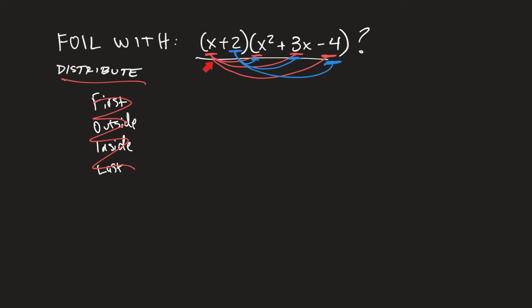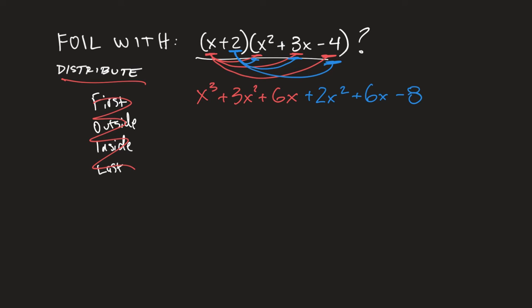So this time I only use red and blue because I'm going to distribute x to x squared, and then also to positive 3x, and then also to negative 4. And then I'm going to distribute 2 to positive 2x squared, to positive 3x, and then to negative 4. So I'm really just distributing these two terms, but I'm going to do it to each of them 3 times. So let's see what we get.